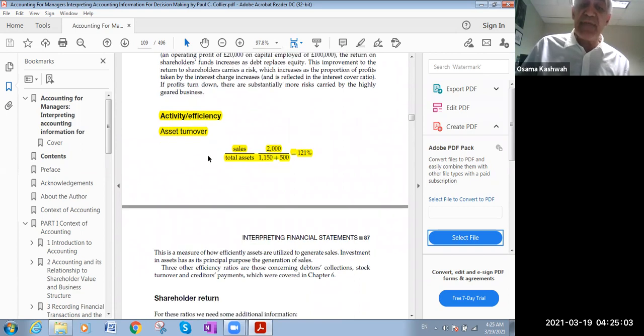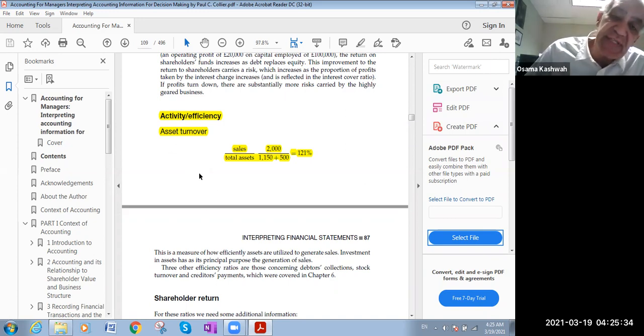How about the activities ratios? The activities ratios show how far you are moving and how fast you are responding to the market, and your performance in the market. In general, your performance in the market, in production, in marketing, and all the business activities. How far you are moving. Okay.